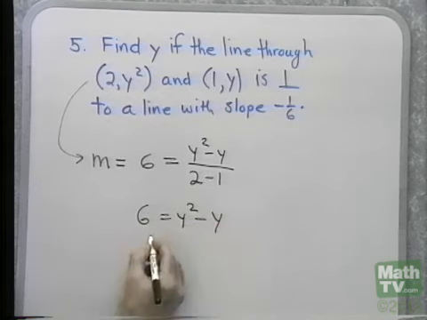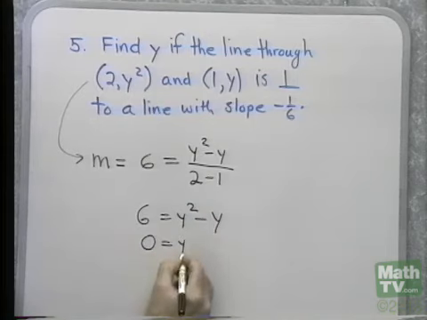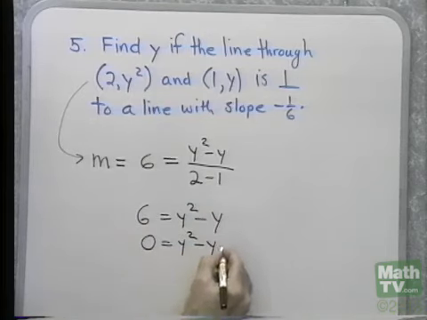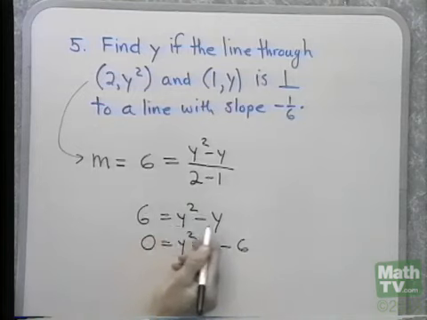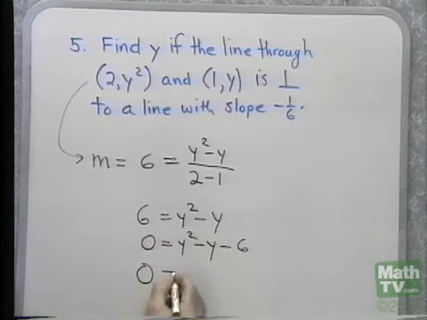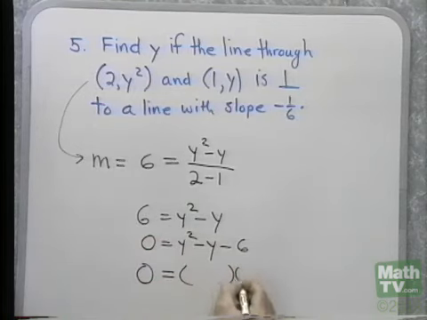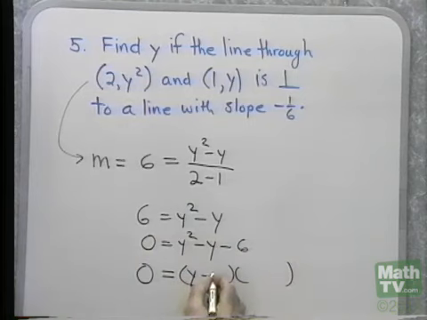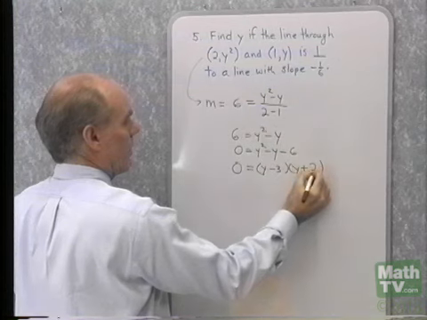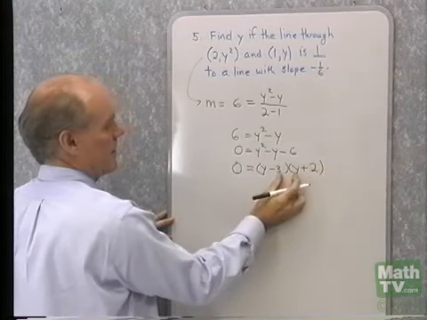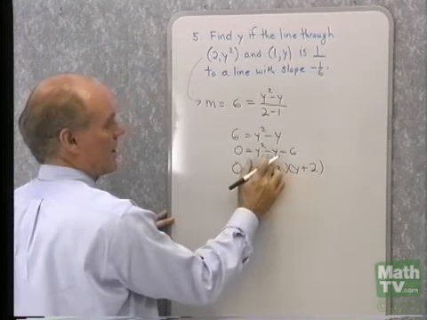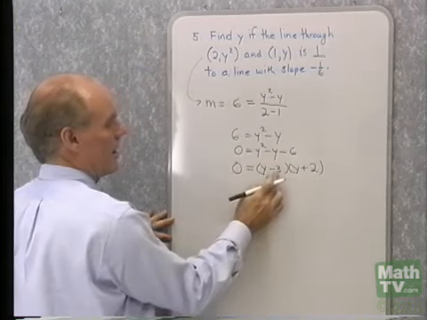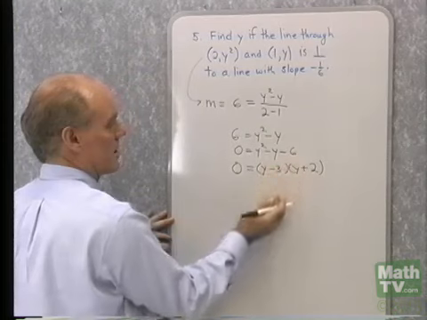Quadratic equation, I'll write it in standard form. 0 equals y squared minus y minus 6, when I add negative 6 to both sides. I'll factor the right side. Y minus 3, y plus 2, is that right? Inside I have negative 3y, outside 2y. They differ by negative 1y, and negative 3 times positive 2 is negative 6.